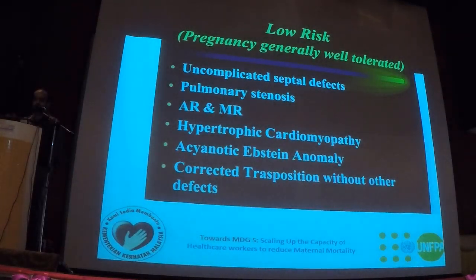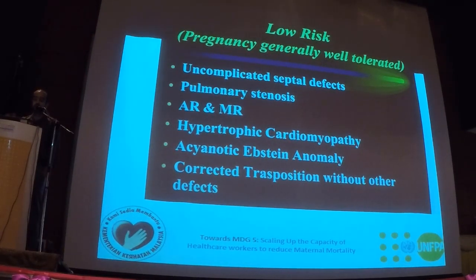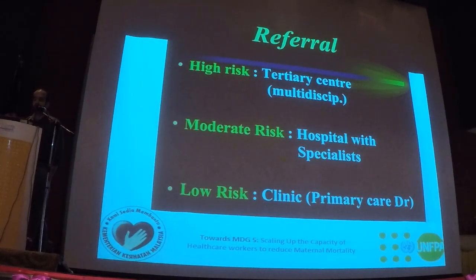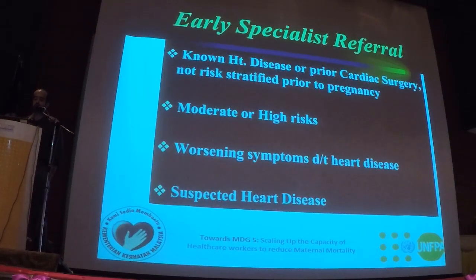So low-risk pregnancies are generally well tolerated: uncomplicated septal defect, mild to moderate pulmonary stenosis, regurgitations, murmurs, which are very well tolerated in pregnancy and are considered low risk, HOCM, acyanotic abnormality, and corrected transposition. Moderate risk would be the coarctations, prosthetic valves on anticoagulation, and univentricular circulation after a Fontan operation. And your referral should be to a tertiary center for high risk. Moderate risk should be a hospital with specialists, and low risk probably just your clinic.